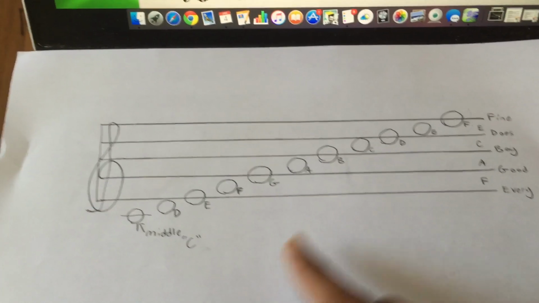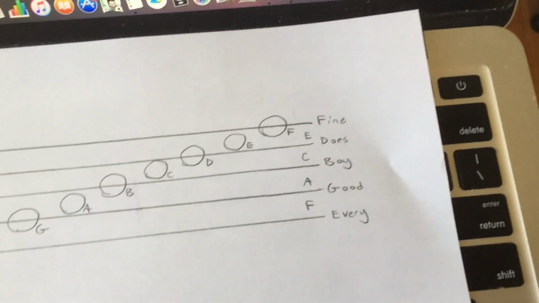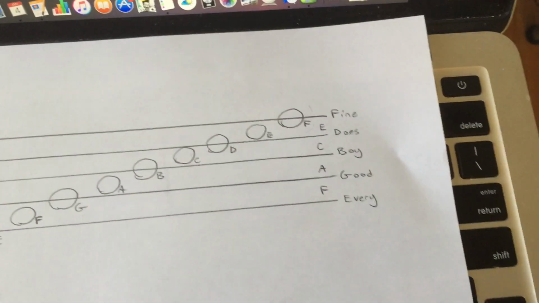So there are two ways you can memorize how to find these notes. You can do it the long way, where you count your way up to whatever note you're trying to find. Or we have the sentence system, which you're probably familiar with. They probably taught you that in third grade or something.